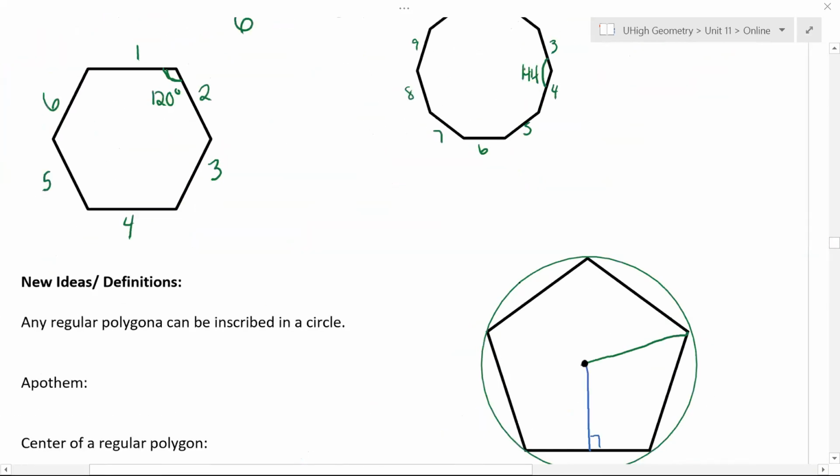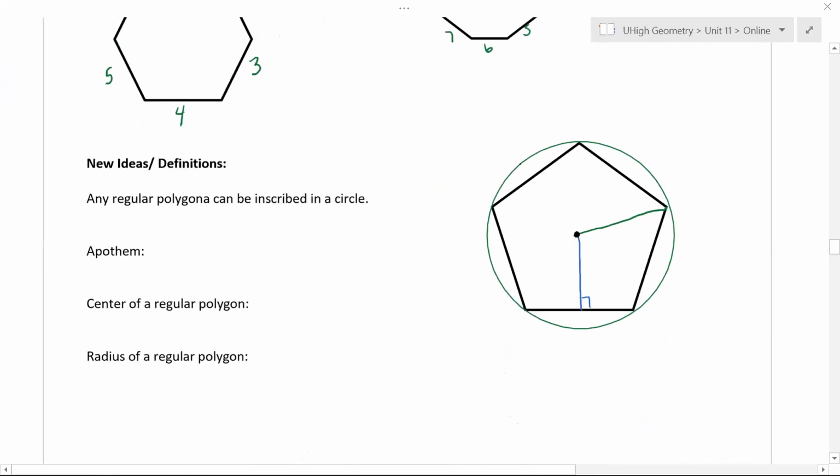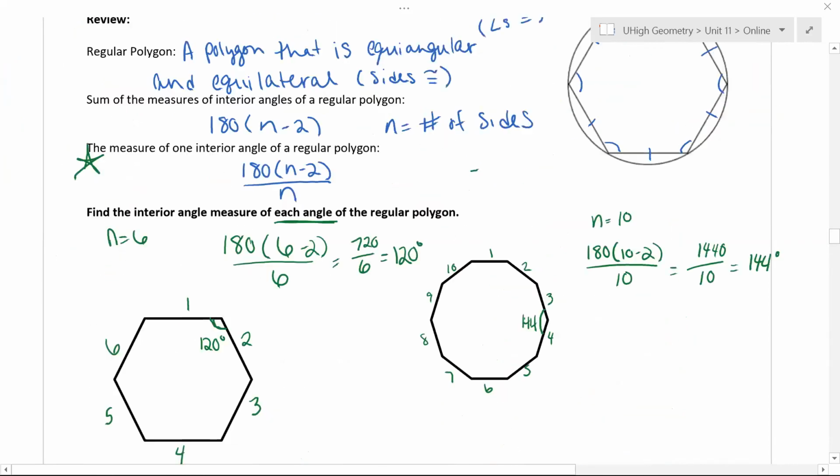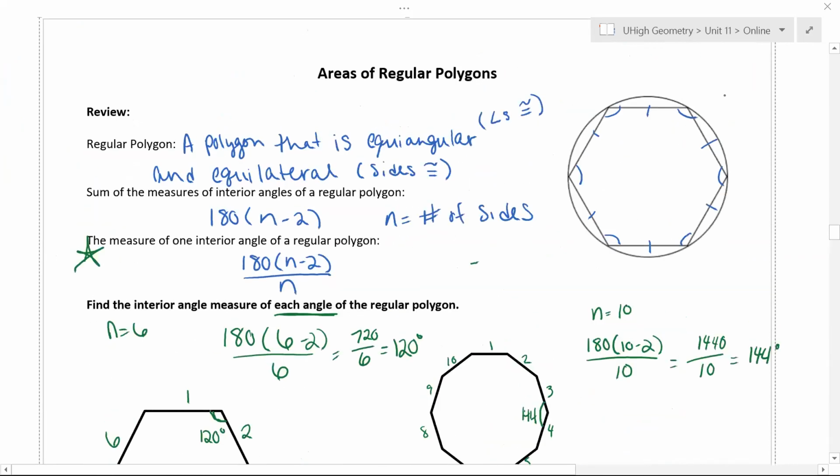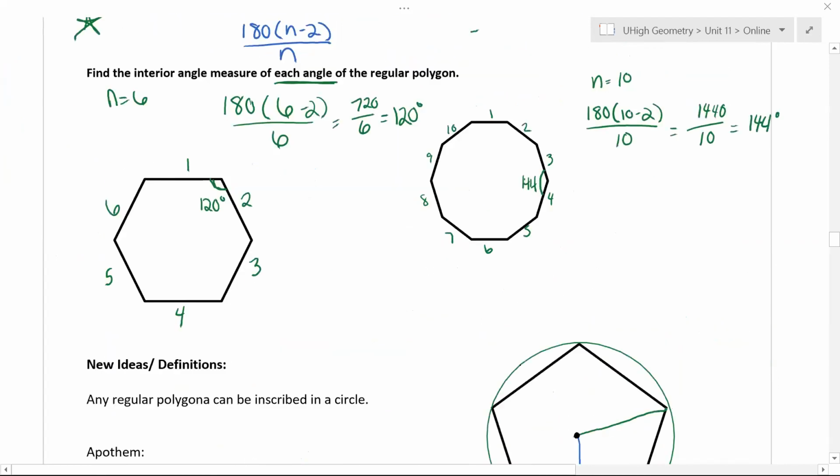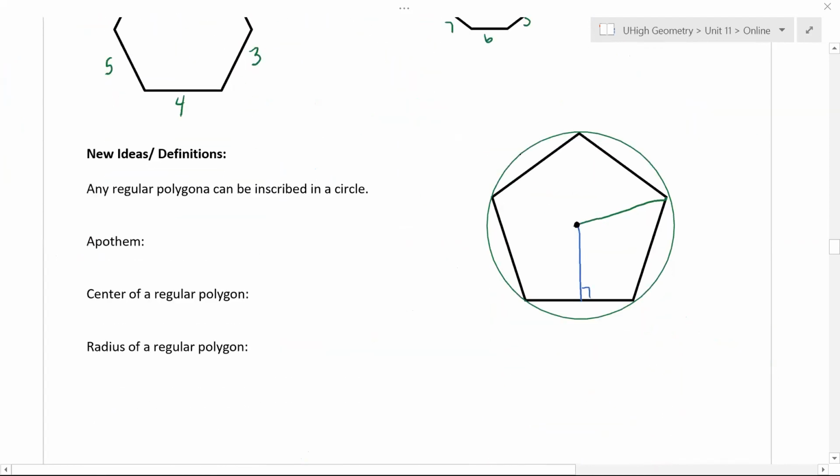All right, the next thing is going to be the new ideas and definitions. For some reason, the image actually popped up to the top of the screen. So if you want to either use the image up here by our old definitions, or draw something new by our new definitions, feel free to do that.